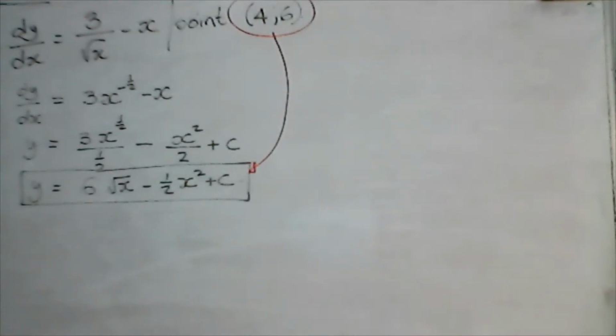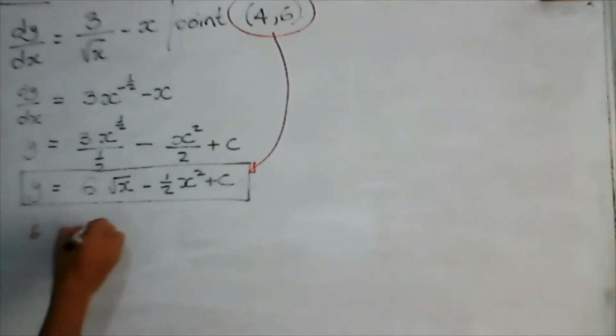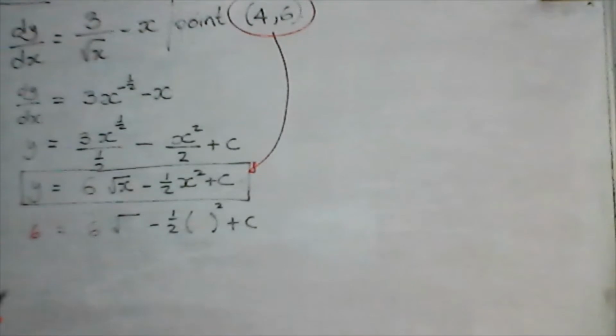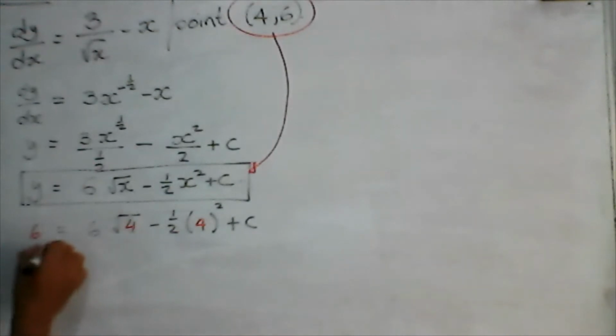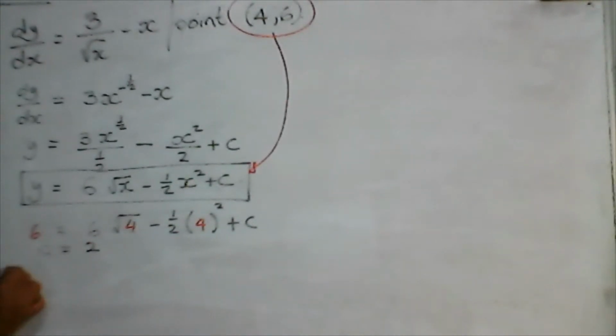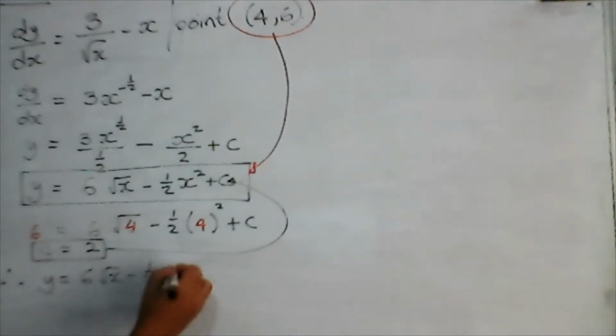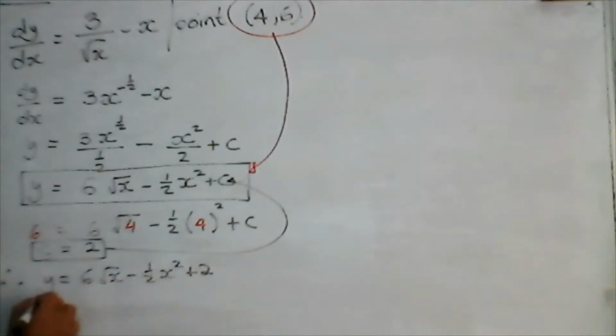Let's do that. y equals 6, and that equals 6 square root of x minus half x squared plus c, and our x is 4. So substitute your 6 and 4 into the equation. Solve that and you find that c is equal to 2. Therefore, substitute this new value of c into the equation, which becomes y equals 6 square root of x minus a half x squared plus 2. And that was the equation.